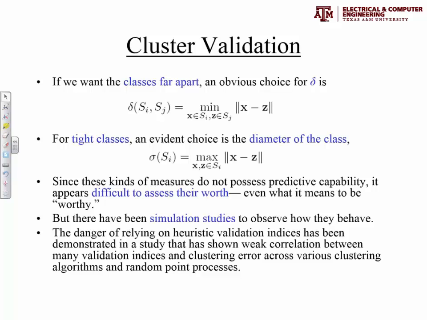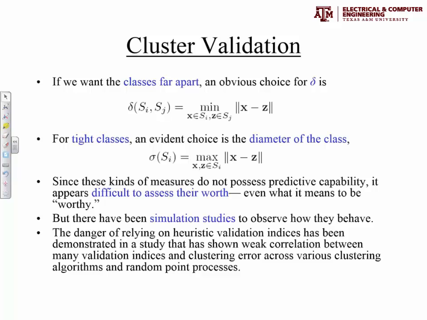classes that are far apart, if you want to make sure that the clusters are wide apart, what you probably would choose for delta would be the minimum distance, the distance between the closest elements in the two different clusters. If you want to get tight classes, maybe you would choose the diameter of the class as that measure of dispersion. Diameter is the maximum spread among the elements in that class.